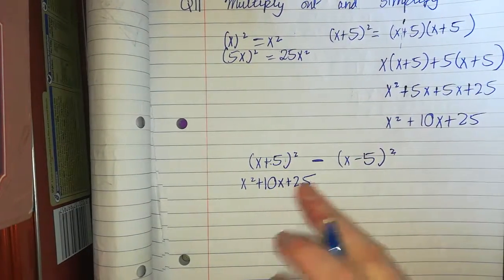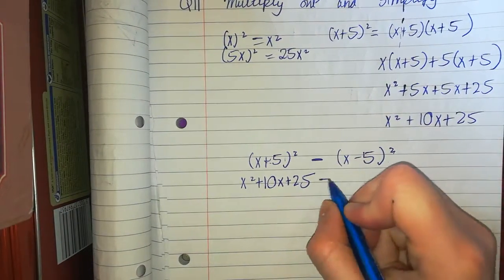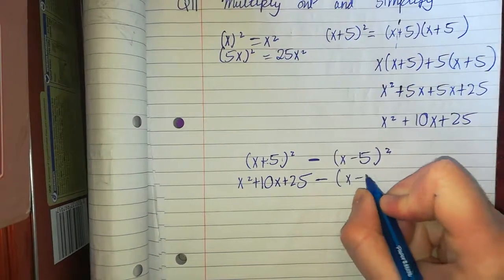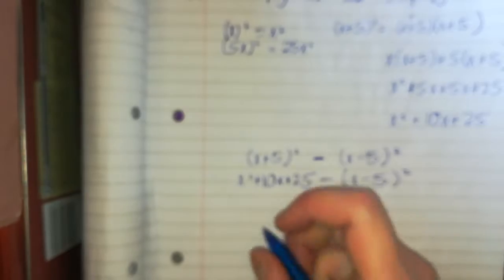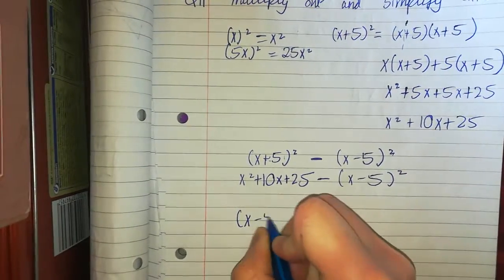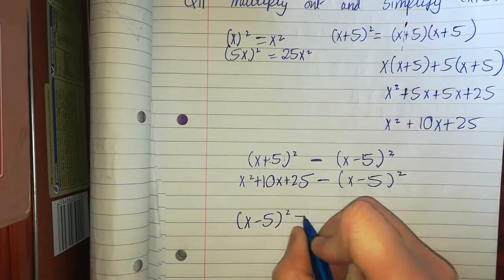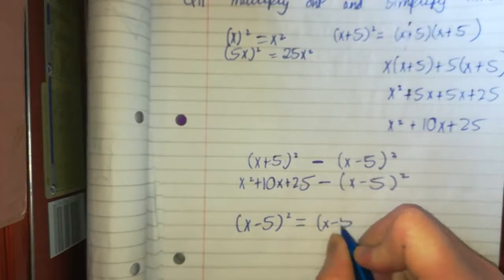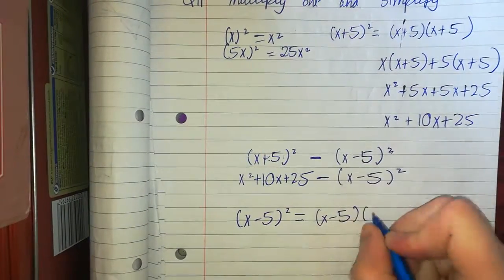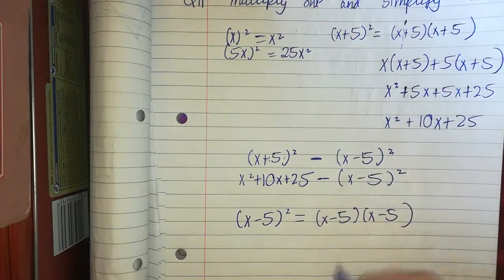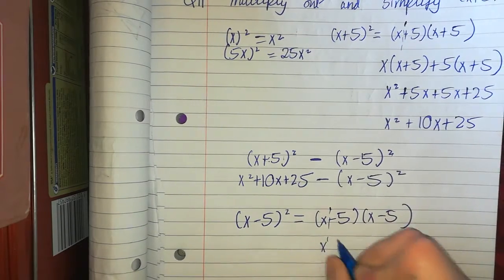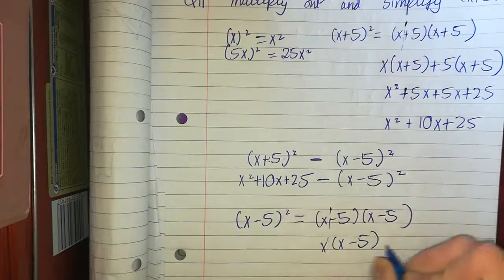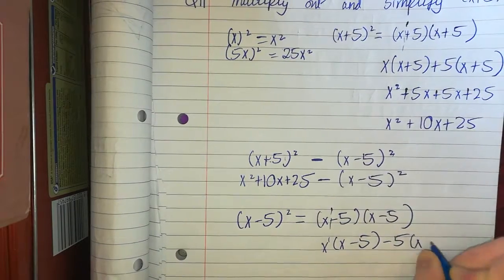But now we should probably get x minus 5 squared. So that's minus whatever x minus 5 squared is. So I'm also going to multiply that out. So x minus 5 squared is going to be x minus 5 by x minus 5. So it's different when there's a minus. We have to split the first bracket and then the first half by the second. So x by x minus 5 and then minus 5 by x minus 5.